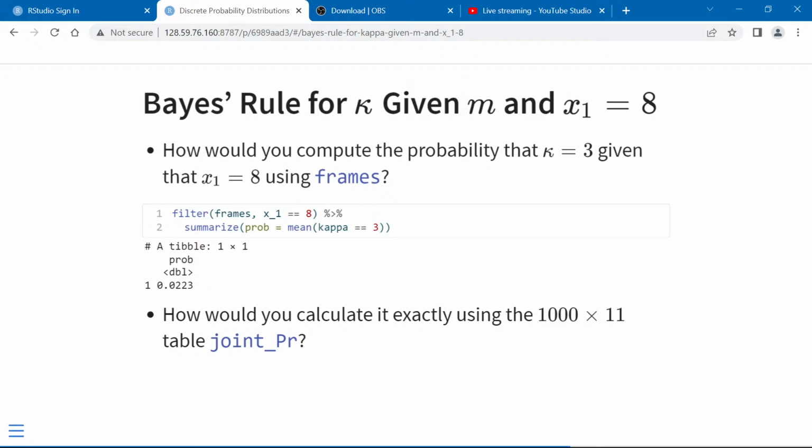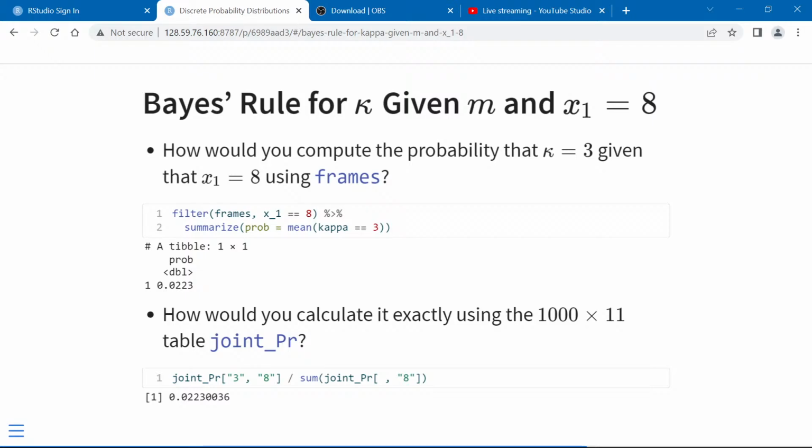Is it the probability that kappa equals 3 times the joint probability of kappa of 3 and x1 equals 8, over the probability x1 equals 8? Yes, and the probability that x1 is equal to 8 is the marginal probability of x1 equals 8, which is obtained from joint PR by summing down the column labeled 8. Joint probability of kappa being 3 and x1 being 8 together simultaneously, divided by the marginal probability of x1 being 8 irrespective of kappa. That ratio is going to be between 0 and 1, interpretable as the conditional probability that kappa is 3, given that x1 is 8.